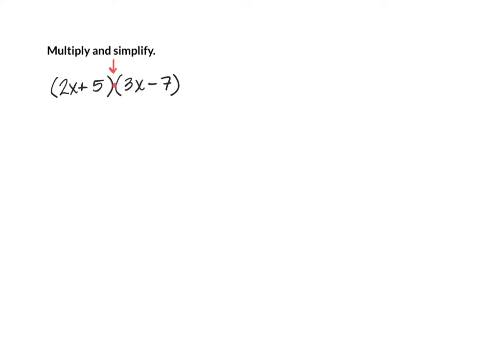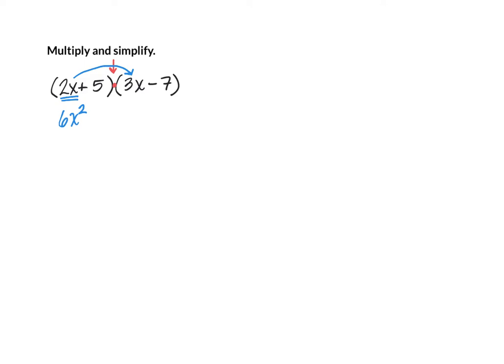I like to color code, so pick a color. We're going to take this first term, I'm underlining, which is 2x, and we're basically distributing. So we're using the distributive property. We take 2x and multiply it by the first term in the second quantity. So 2x times 3x will be 6x squared.